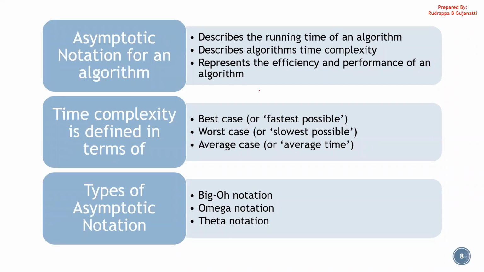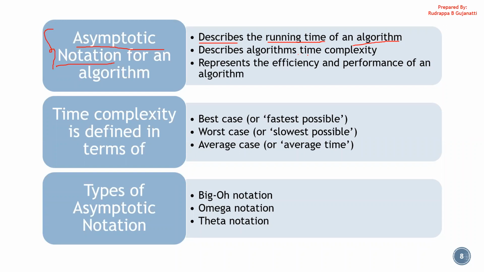Next we look into what is meant by asymptotic notations. Previously we spoke about time complexity, space complexity and algorithm complexity. In this case, how do we identify the running time or the time complexity of an algorithm? In order to do that, we make use of the asymptotic notations. What this notation does is it helps us to describe the time complexity, which is the running time of an algorithm. That is, if you provide a set of input to the algorithm, how much time it will take to complete its execution will be identified by the asymptotic notation.